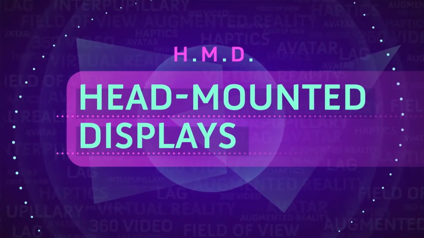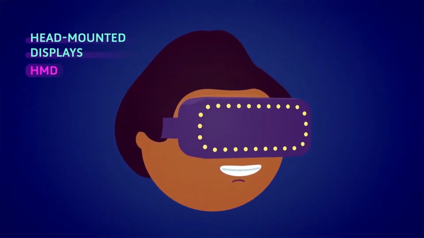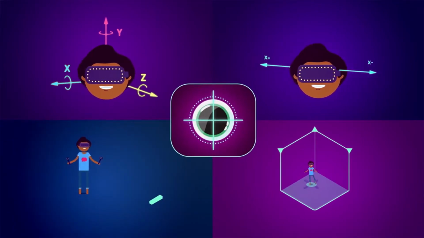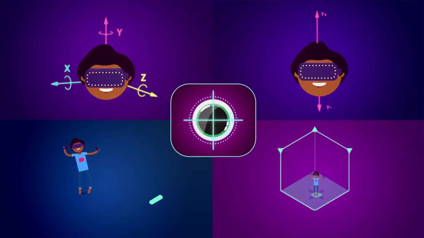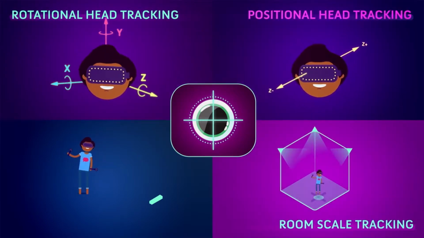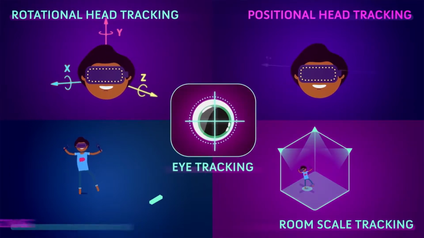HMD. Head-mounted displays are your portal into these new realities. There are different types of tracking techniques that can be combined to map your physical movements in digital space. Rotational head tracking, positional head tracking, room scale tracking, eye tracking, and gestural tracking.